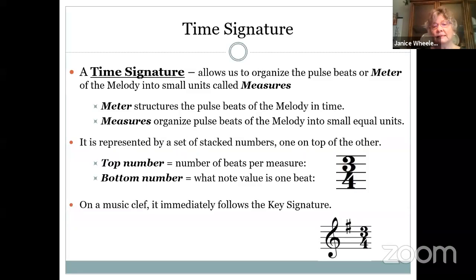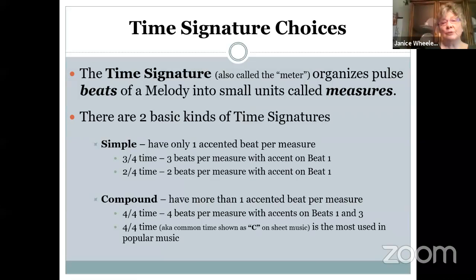So for instance, if a melody is in 3/4 time, the top number tells you how many beats are in the measure, and the bottom number tells you what note is one beat. In this case, it's the quarter note. On a music staff, it immediately follows the key signature. So there we have the clef symbol, the key signature, and now we have the time signature. The time signature, we know now, organizes pulse beats of a melody into small units called measures.